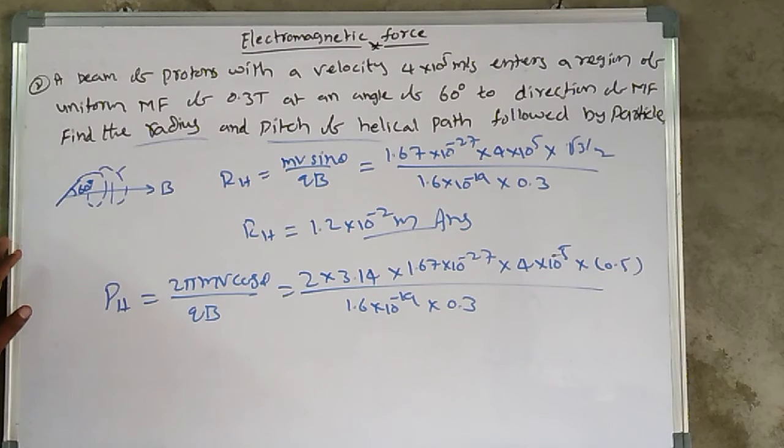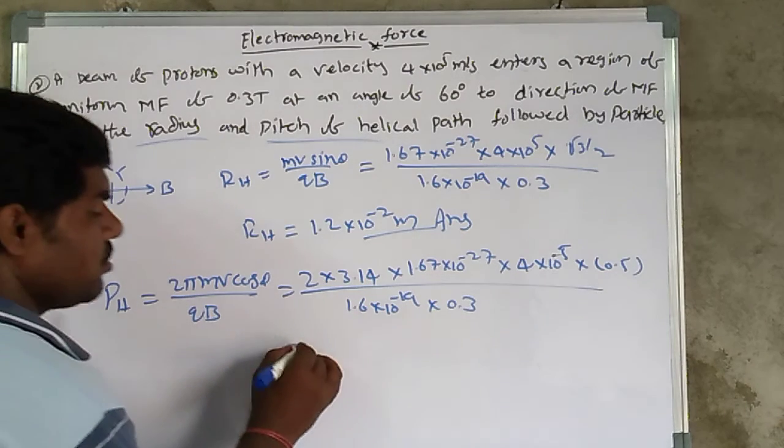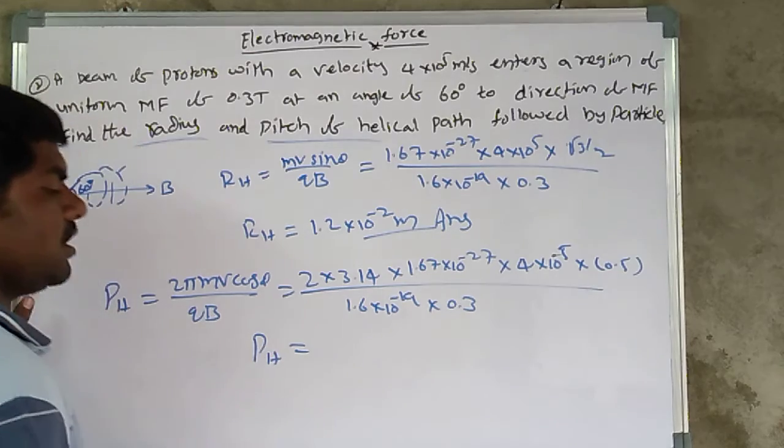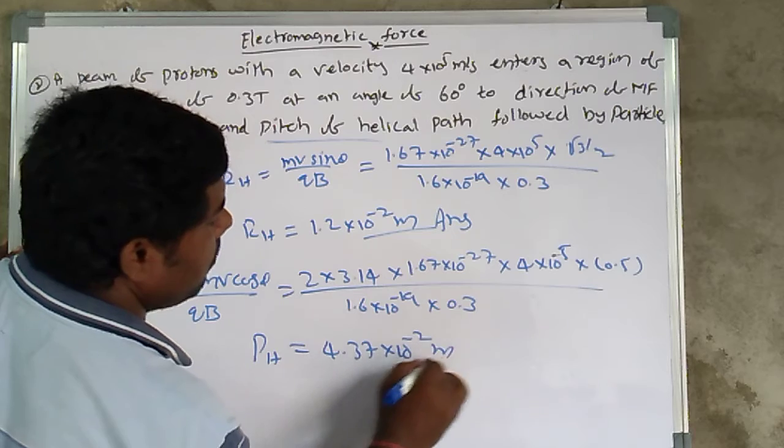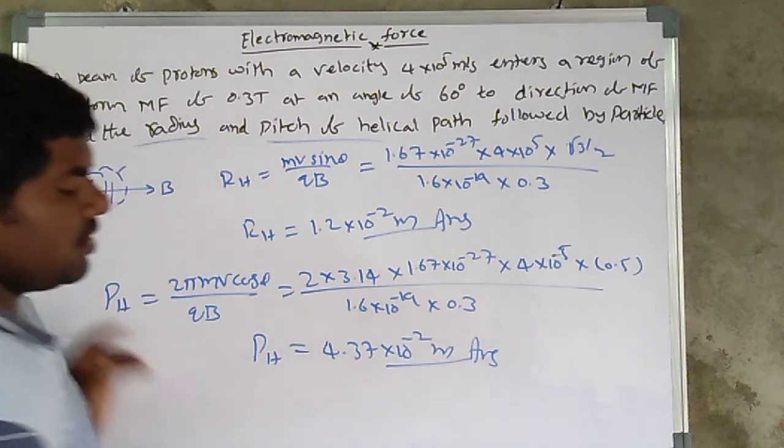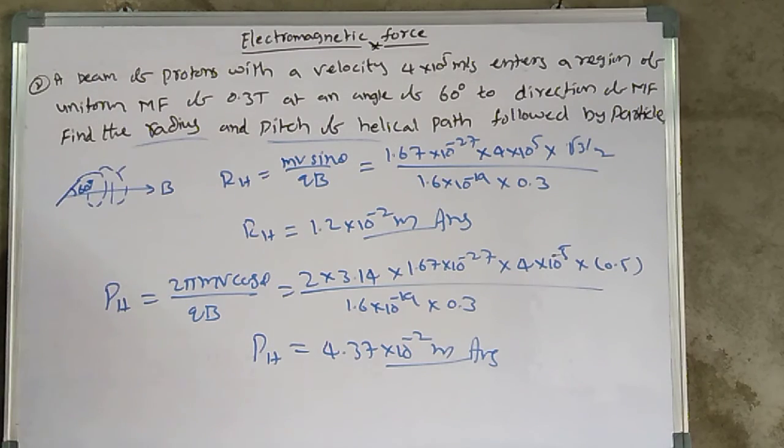So after simplification you will get the pitch of the helix equal to 4.37 into 10 to the power of minus 2 meter. This is the second question answer.